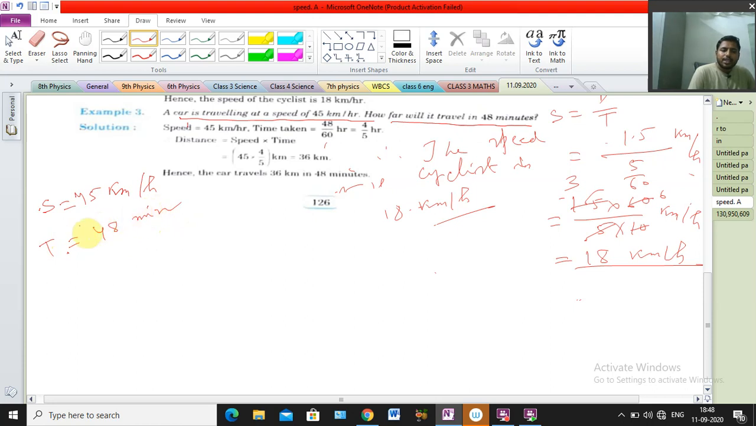Clear? But see, there is a little change. What is the change, sir? The first data is given here in kilometer per hour, but here it is given in minutes, so we have to change it into hours. So how will we change it, sir? 48 divided by 60, no? That will be in hours. Clear?